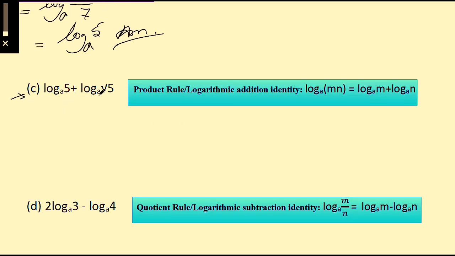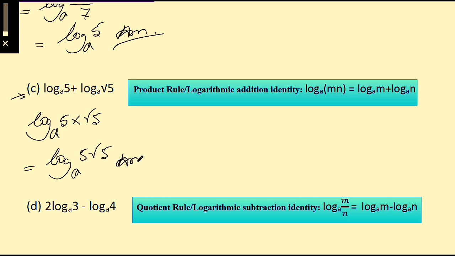Here question C, like question A, we can write it as a single log 5 times root 5 to the base of a. So 5 times root 5 will be 5 root 5. Then we got log 5 root 5 to the base of a, and this is our final answer.